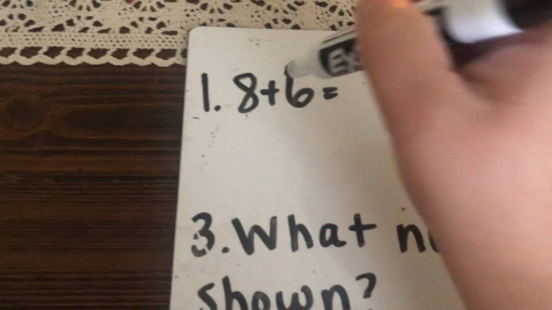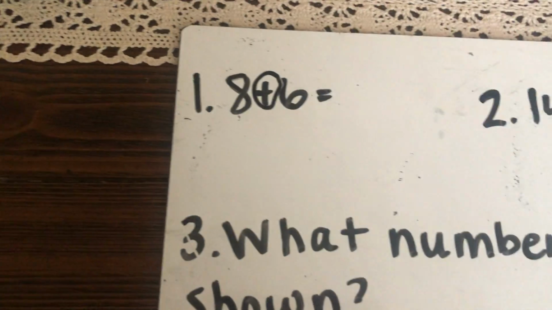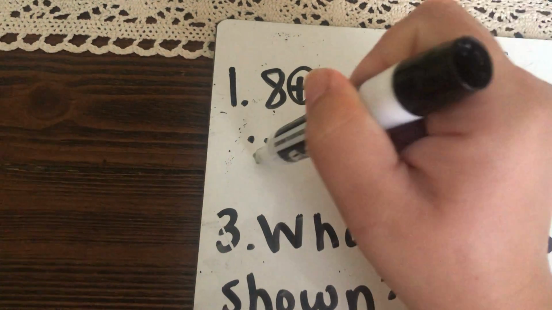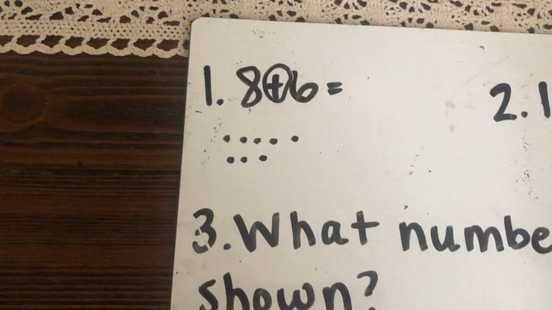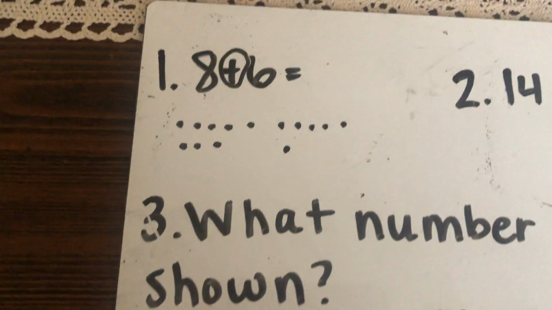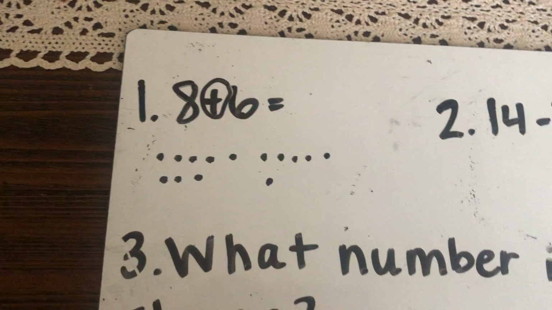Number one, we have 8 plus 6. That means we're adding. So I'm going to go ahead and draw 8 dots. 1, 2, 3, 4, 5, 6, 7, 8. And I'm going to add 6 to it. 1, 2, 3, 4, 5, 6. And now I'm going to count up to see what my answer is.